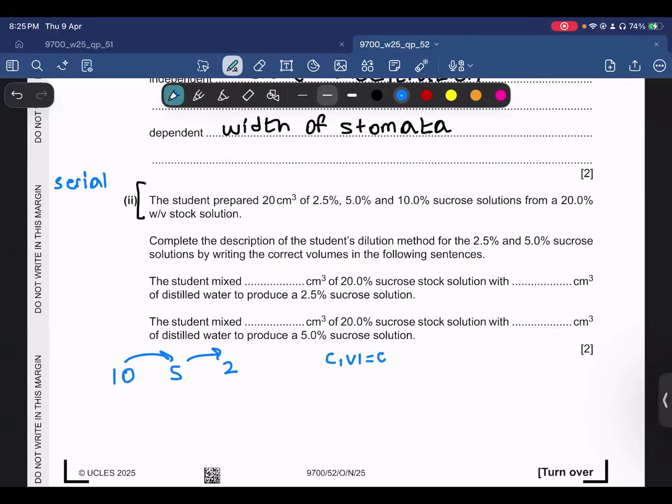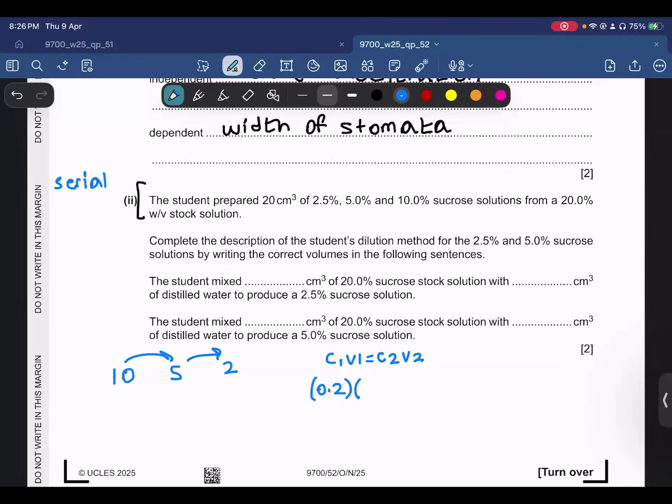C1 V1 equals C2 V2. इसमें C1 का मतलब क्या होता है? The initial concentration. The stock solution की concentration. बिल्कुल. Now you could take this as percentage या just convert every single percentage you can find to a decimal. तो 20% को let's take this as 0.2. तो 0.2 हमने ले लिया. V1 क्या होता है?